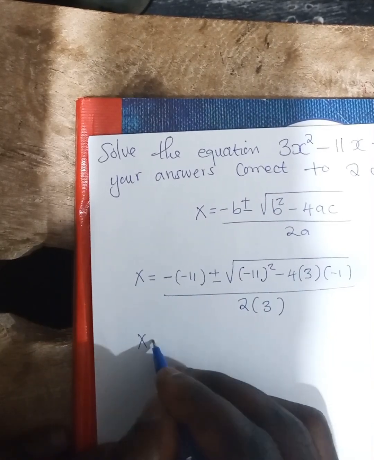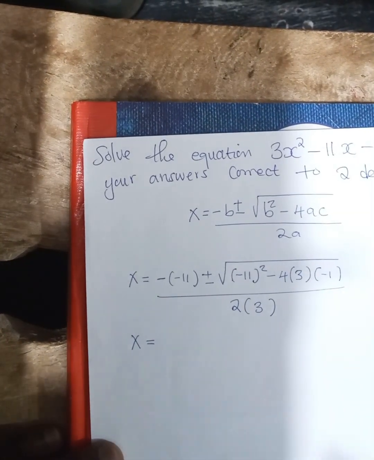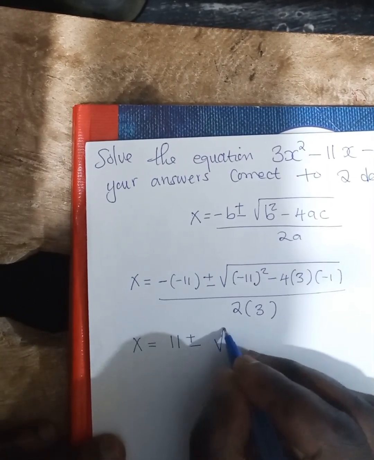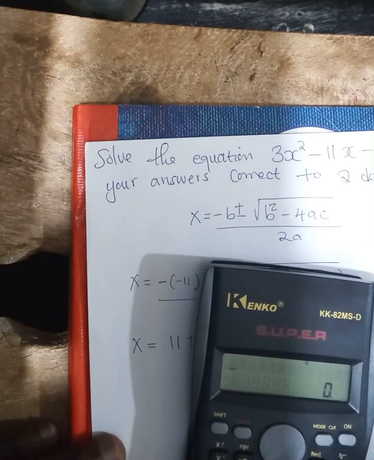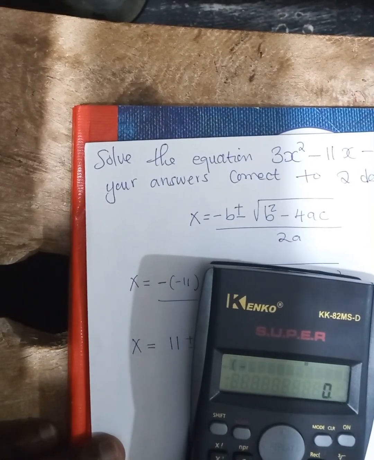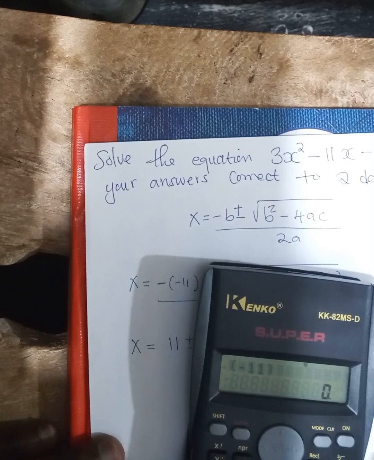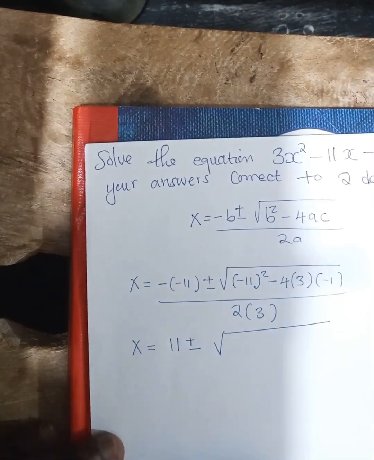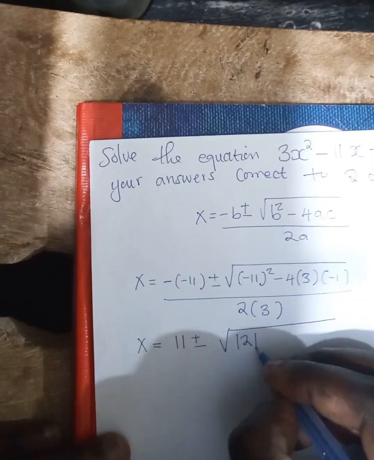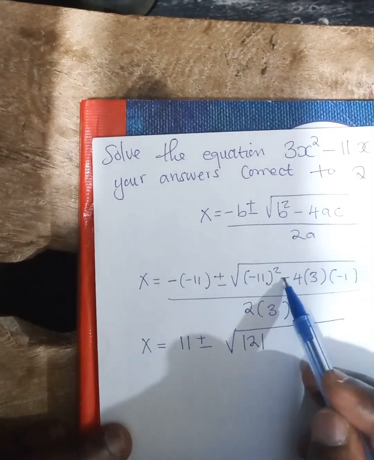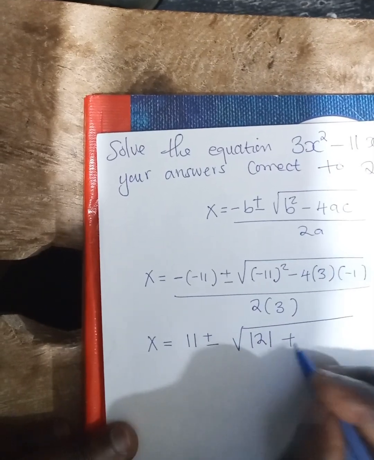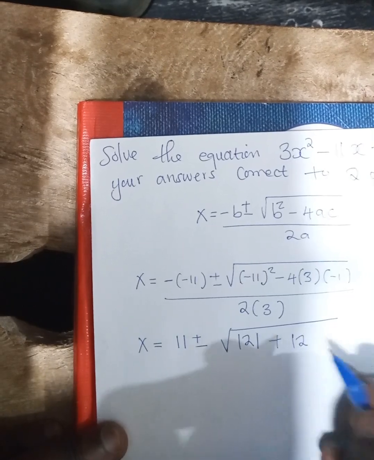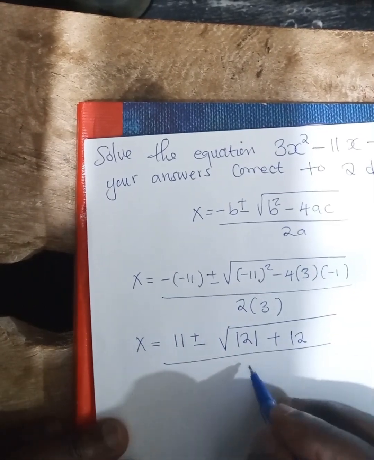So I'll have my x there. I'll bring my calculator. Negative and negative there, I'll get a positive. Then plus or minus. Then if I put brackets, negative 11 squared, I'm getting 121, which is positive. So I'll write 121. Then this is negative and that is negative, so we are going to get a positive there. 4 times 3, we are getting 12. 12 times 1, we are still getting 12. Then over, we are getting 6 there.